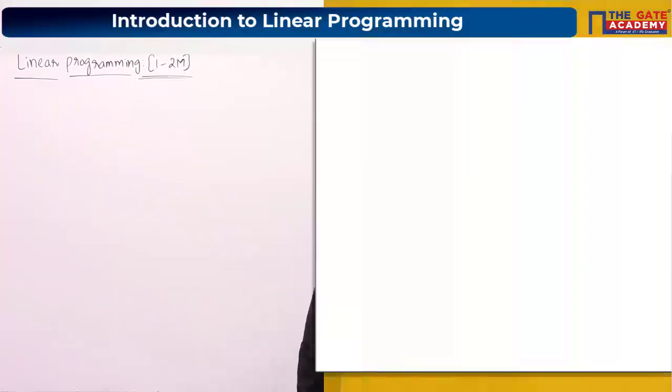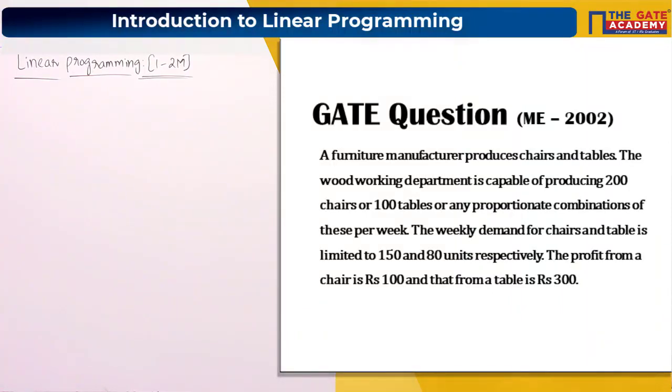So what are the decision variables here? If you have read the question, it is the number of chairs and number of tables. A furniture manufacturer produces chairs and tables. The woodworking department is capable of producing 200 chairs or 100 tables or any proportionate combinations of these per week. The weekly demand for chairs and tables is limited to 150 and 80 units respectively. The profit from a chair is rupees 100 and that from a table is rupees 300.